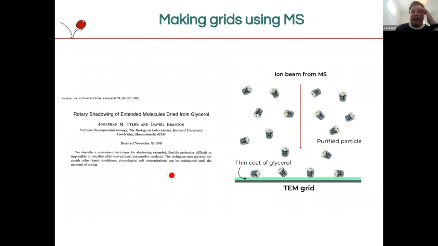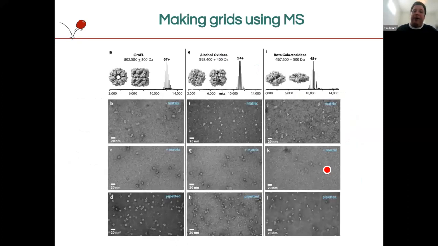And this is something that people have known for many, many years. People who do rotary shadowing, for example, will include glycerol in their sample so that the glycerol acts as a protection from this vacuum effect. And so what we did was simply take a very thin coat of glycerol onto the grid before we landed the particles onto it, and land the particles directly onto that, then do our negative staining. And it turns out that's working very well.